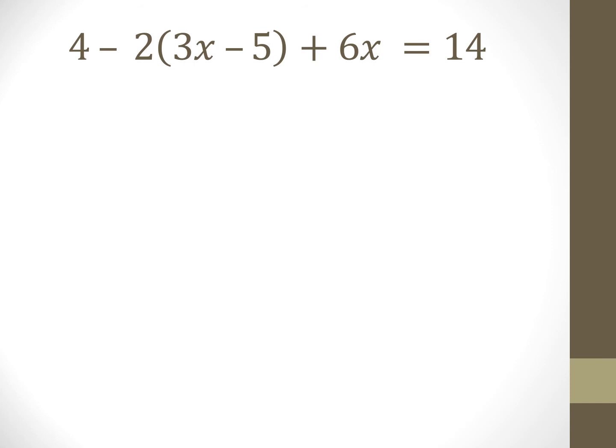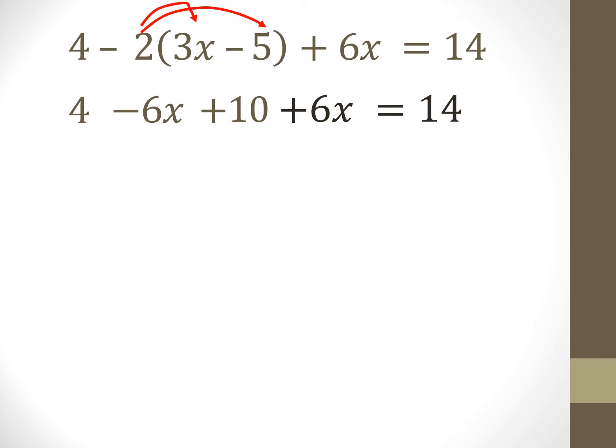All right, so here's a much more complicated equation. Remember, the first step is to simplify both sides of the equation. So let's do that. First, I'm going to write the 4 down, but then I'm going to distribute that negative 2 into those parentheses. So that'll be negative 6x, and negative 2 times a negative 5 will give me a positive 10, and then I'll just write the rest of the equation.